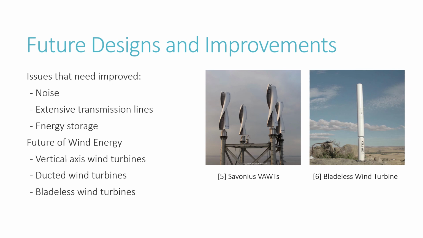Another type is ducted wind turbines, which mimic jet engines with a duct shape that speeds up the air as it passes through the blades. These can also be used for smaller scale power production.